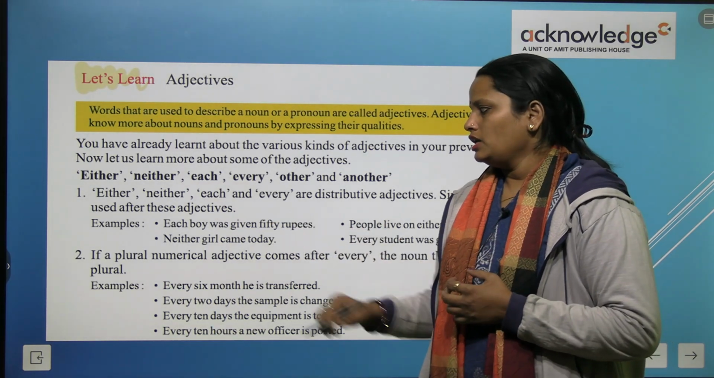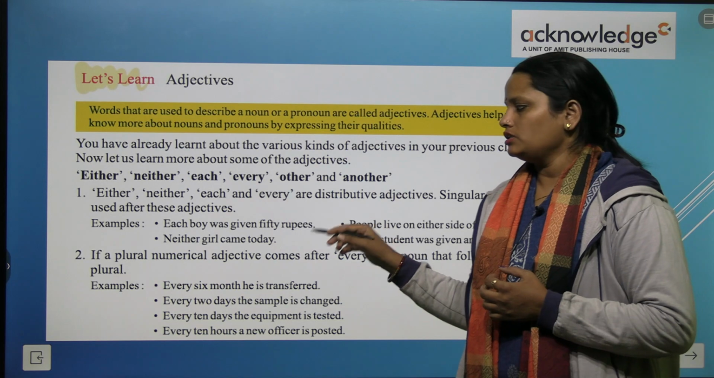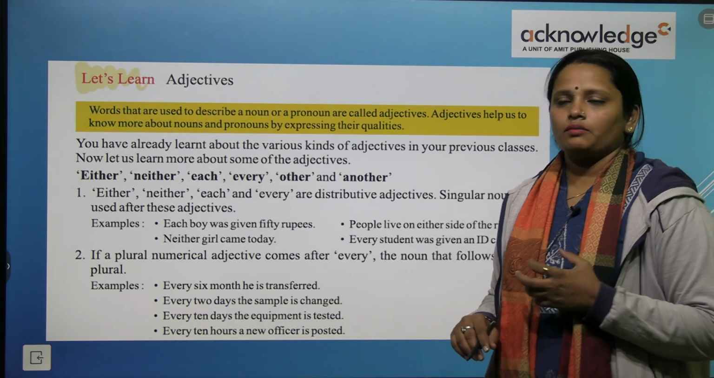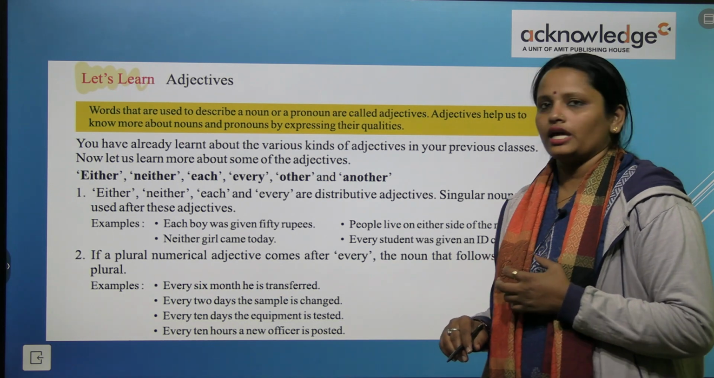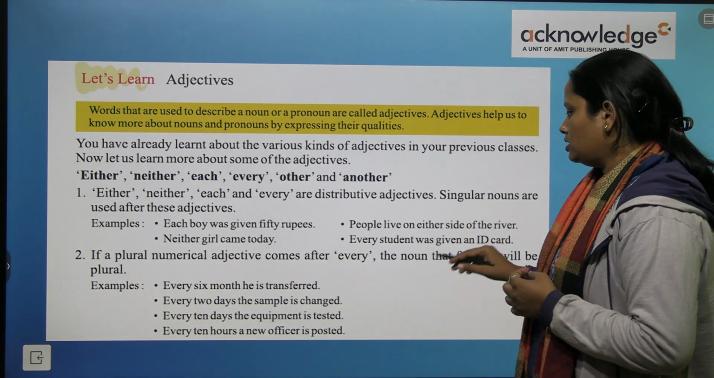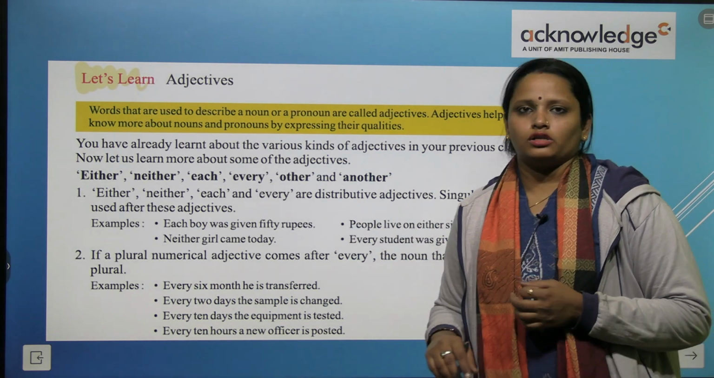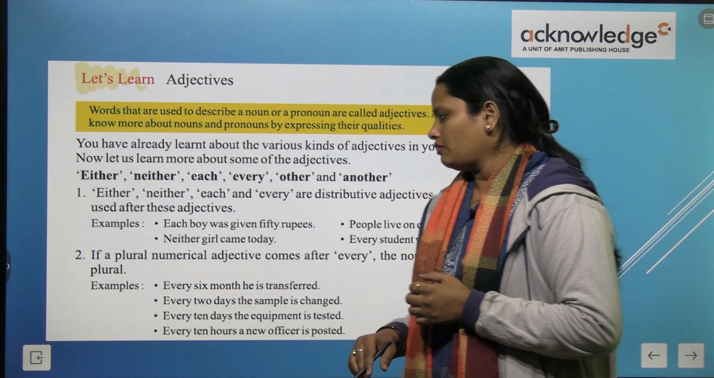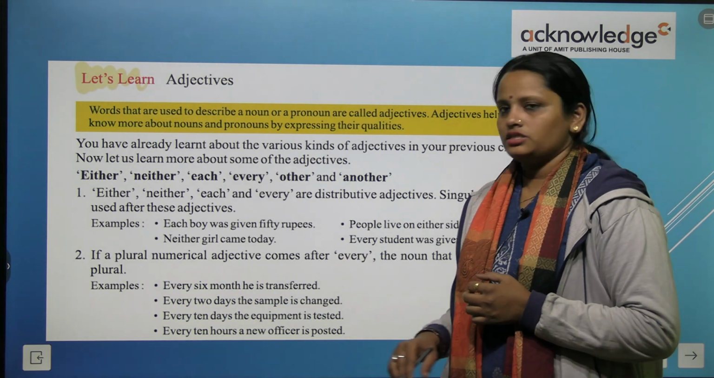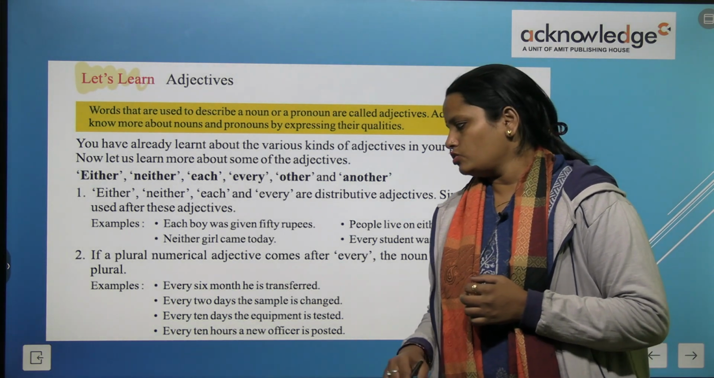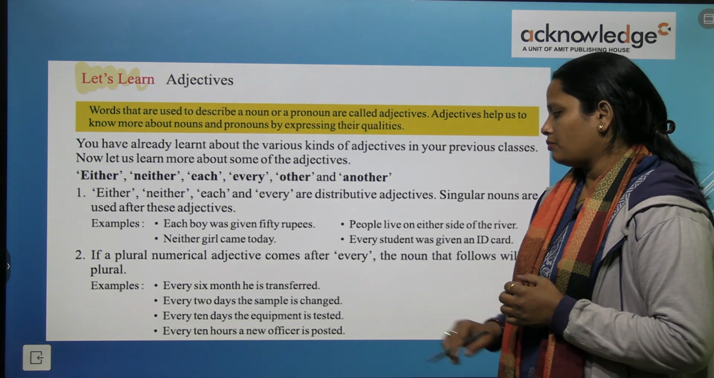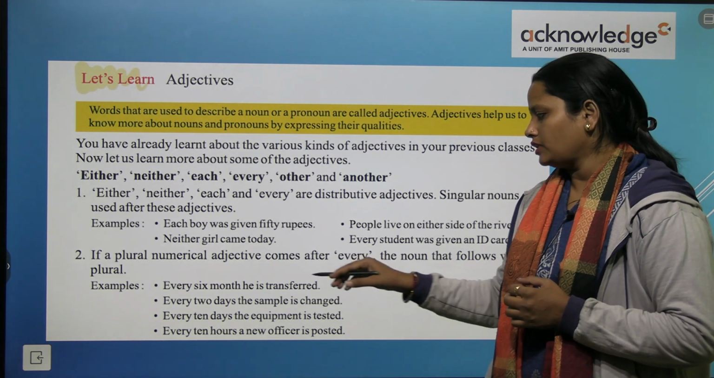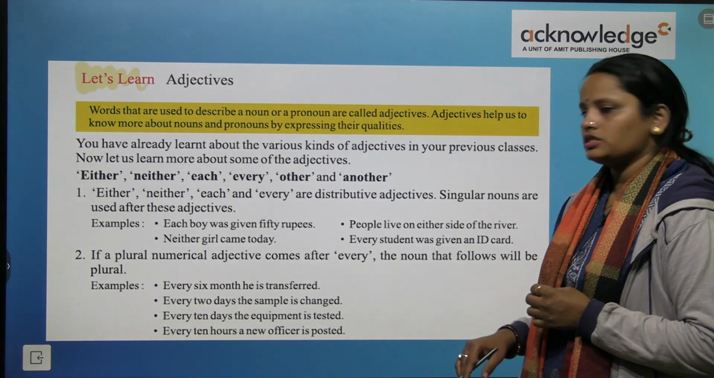If a plural numerical adjective comes after every, अगर every के बाद कोई भी plural या फिर numerical adjective आता है, the noun that follows will be plural. So उसके बाद जो noun लिखते हैं वो plural होता है. For example, every 6 months he is transferred. Every 2 days the sample is changed. Every 10 days the equipment is tested. Every 10 hours a new officer is posted.